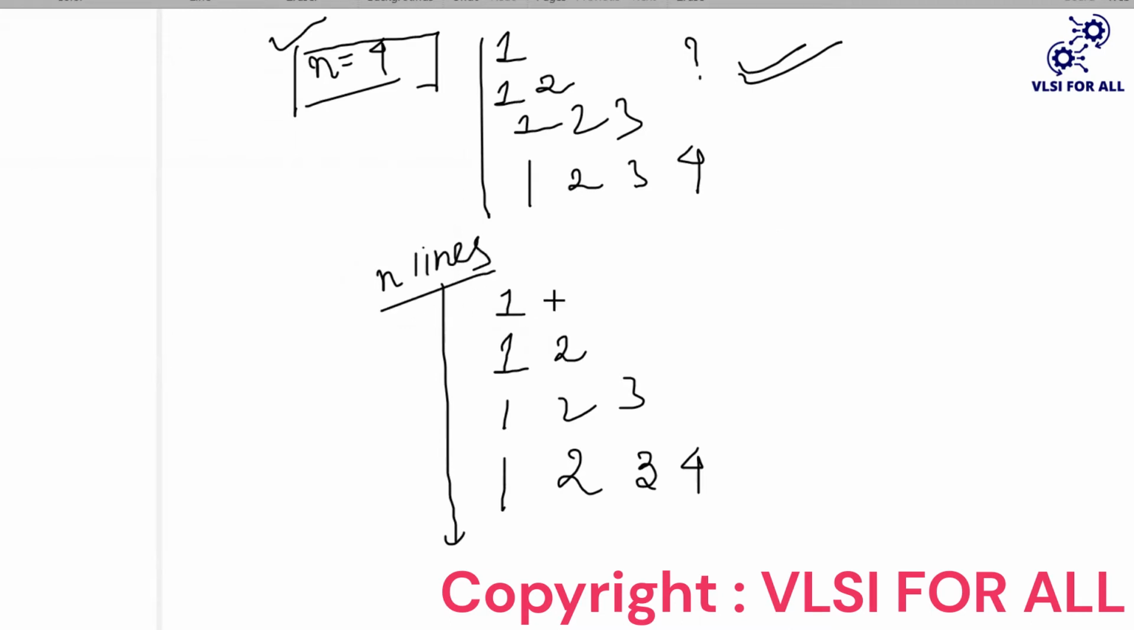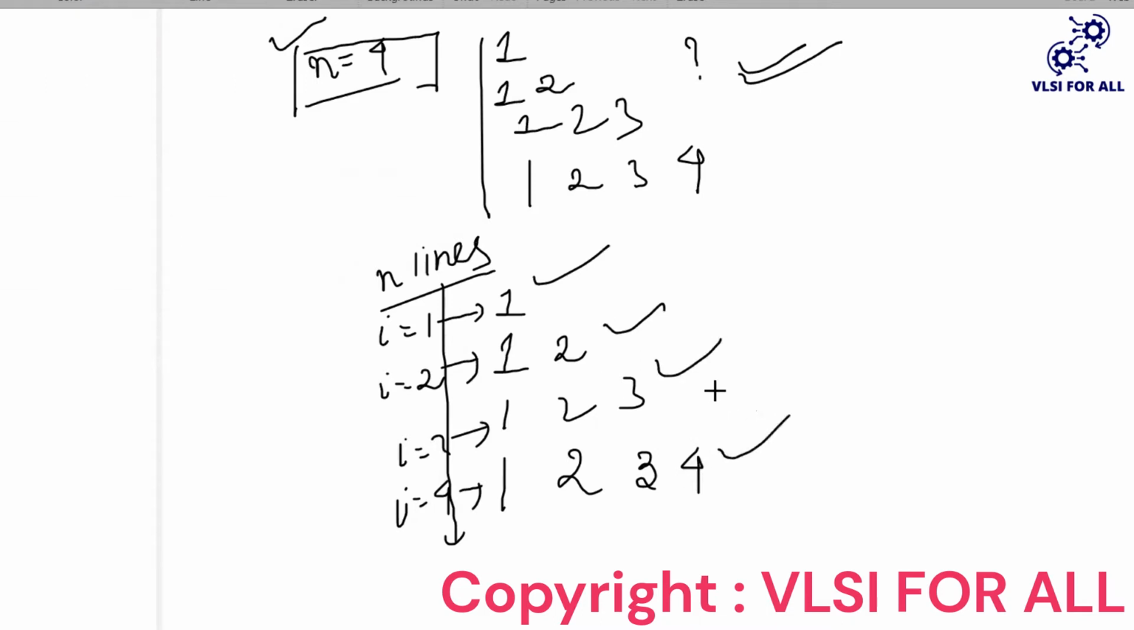Let's see what is the content of each line. Let's say line number 1 is this, line number 2 is this, line number 3 is this, line number 4 is this. What are the contents of each line? First is 1, then 1 2, then 1 2 3, then 1 2 3 4. For each line, the output starts from 1 and goes till the line number, right? For each and every line number I, you have to print integers from 1 to I. That's it. As simple as that.